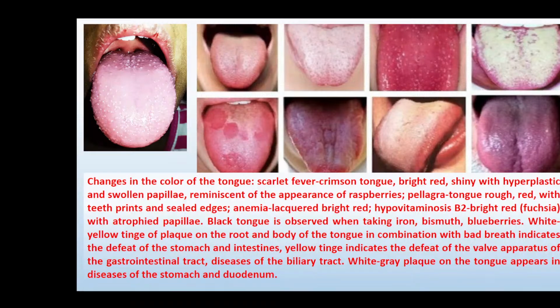Black tongue is observed when taking iron, bismuth, blueberries. White and yellow plaque on the root of the tongue, in combination with bad breath, indicates disease of the stomach and intestine. Yellow tint indicates depletion of the valve apparatus of the gastrointestinal tract, diseases of the biliary tract. White gray plaque of the tongue appears in diseases of the stomach and duodenum.